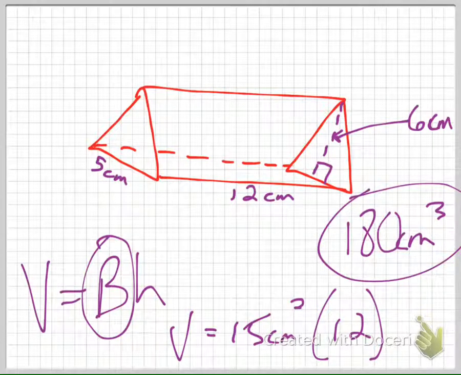Okay. So even for the triangular prism, you write that? What? Even for a triangular prism, you write that? Yeah.